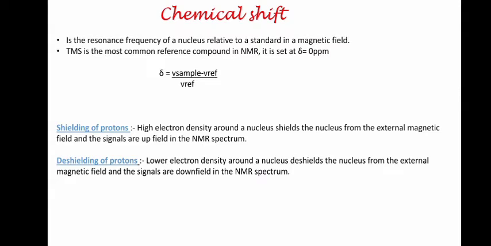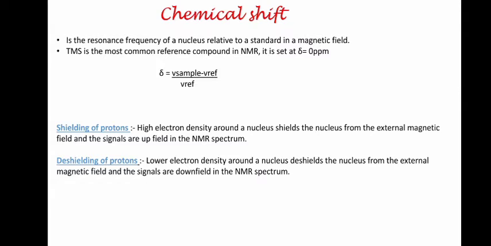Chemical shift. It is the resonance frequency of a nucleus relative to a standard in magnetic field. TMS is the most common reference compound in NMR. It is set at delta equals 0 ppm. Delta equals V sample minus V reference divided by V reference.